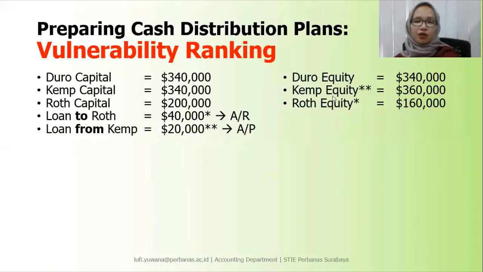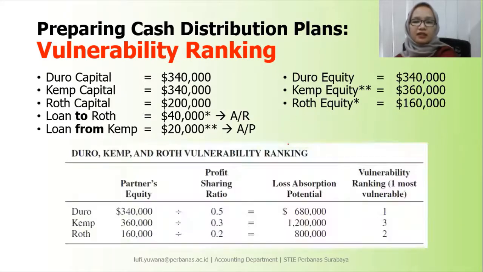Okay, after we know each of the partners' equity balance at the end of the period, now we would like to understand the vulnerability ranking schedule. And this is the form of the schedule. We have to include the information about the partner's equity at the beginning. After that, we also have to follow with the profit and loss sharing ratio.